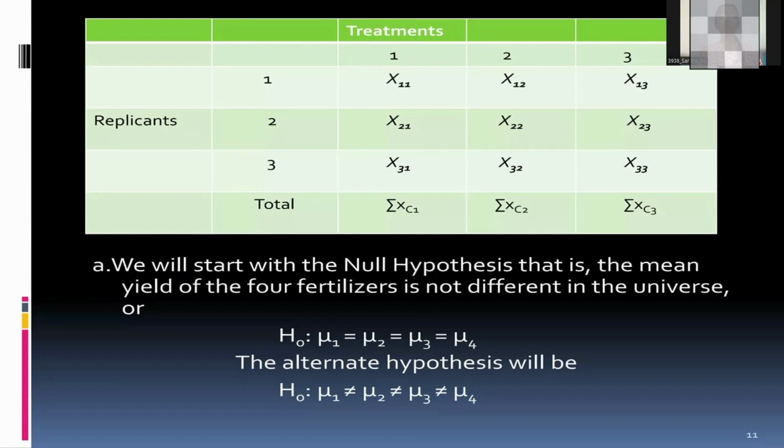The first step is to state the null hypothesis, that is, the mean yield of the four fertilizers is not different in the universe, or H0: mu1 is equal to mu2 is equal to mu3 is equal to mu4. The alternate hypothesis is H1: mu1 is not equal to mu2, mu2 is not equal to mu3, and mu3 is not equal to mu4.